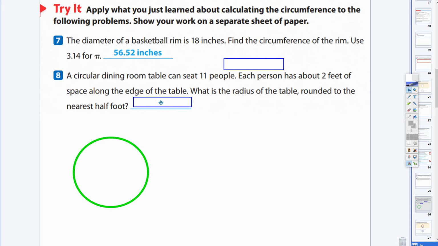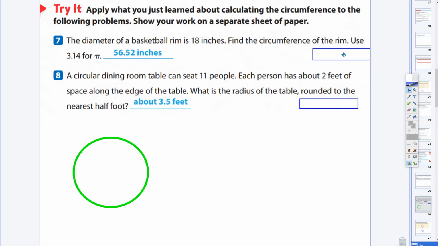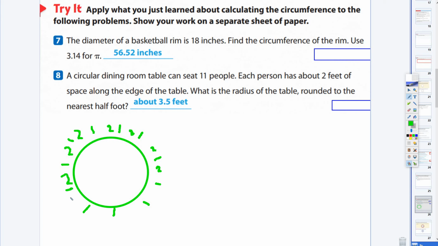But first let me show you the answer. Hopefully kids got about, or you got about 3.5 feet. Let's look at it. A circular dining room table can seat 11 people. Each person has about 2 feet of space along the edge of the table. 1, 2, 3, 4, 5, 6, 7, 8, 9, 10, 11. Did my best. But if it's 2 feet between each, you would do basically 2 times 11, because there's 11 seats, right? 2 times 11. So 2 times 11 is 22.